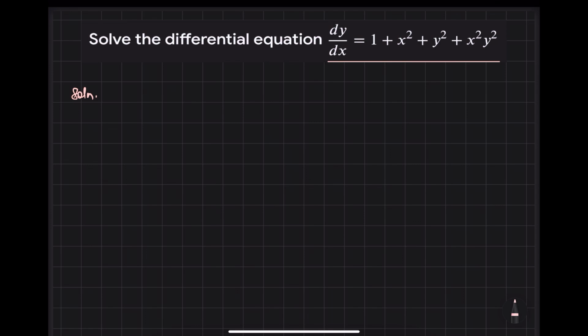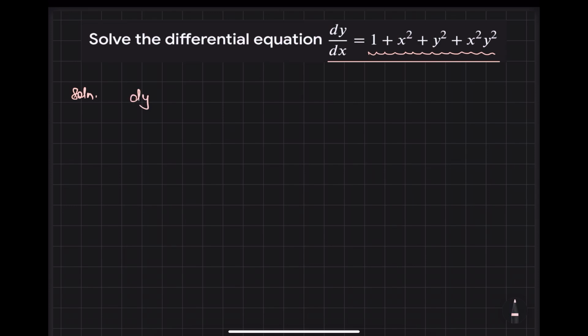And how will you understand that variable separable is applicable over here? Suppose you can segregate the x thing together and the y thing together, this means you can convert this question into the variable separable method. Okay, so look here.